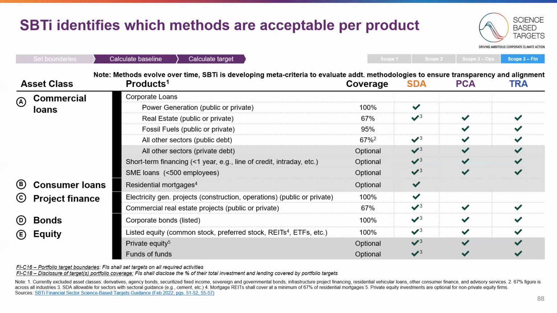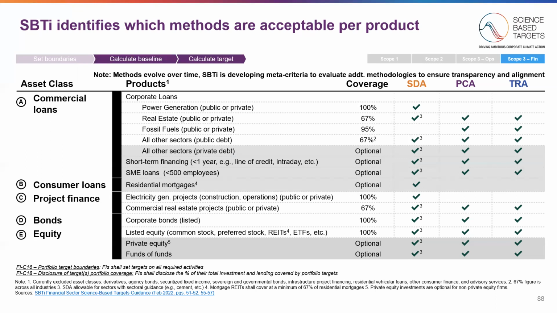Next, across both short-term financing and small and medium enterprise loans, financial institutions can use any of the three approaches. If financial institutions decide to set targets on these optional products, SBTI recommends using the SDA or sectoral decarbonization approach on any allowable sectors. For example, real estate loans that are made to a small or medium enterprise. Additionally, small and medium enterprise loans are currently optional given the challenge that many banks in particular face with the number of clients and the size of loans, causing a challenge to fully engage with customers.